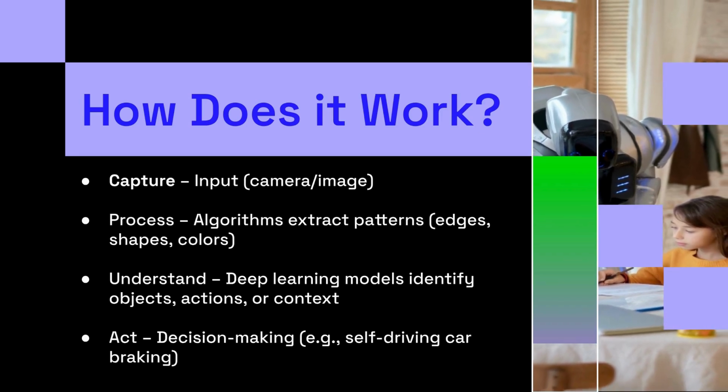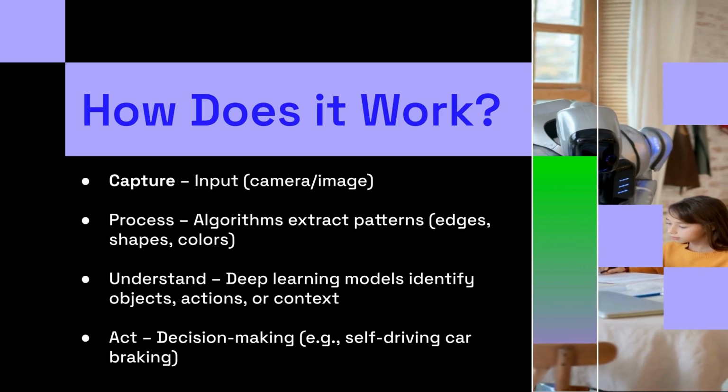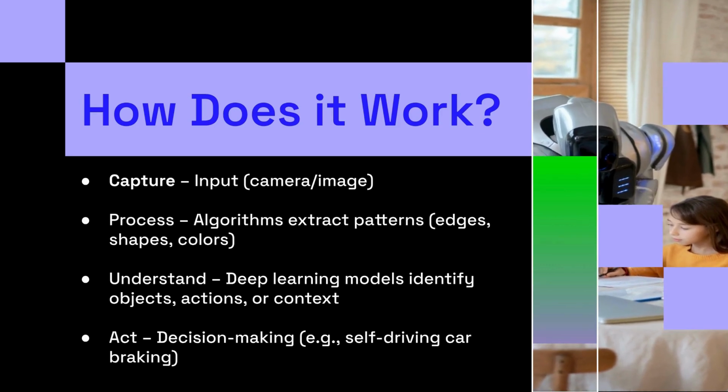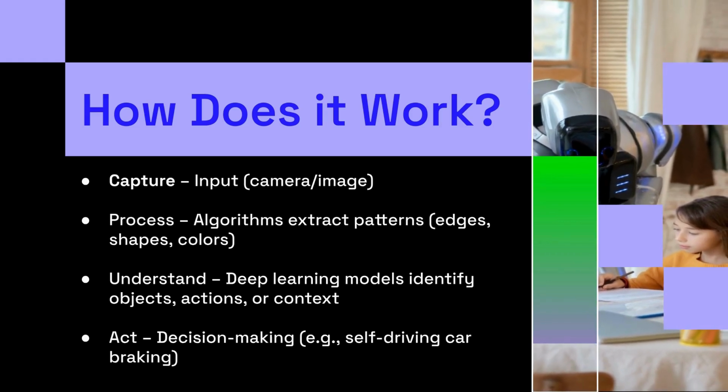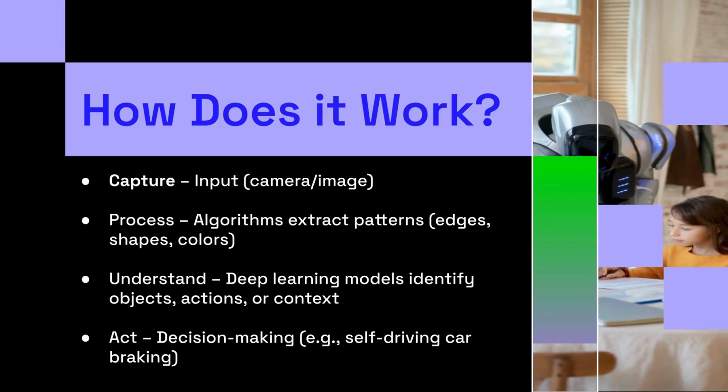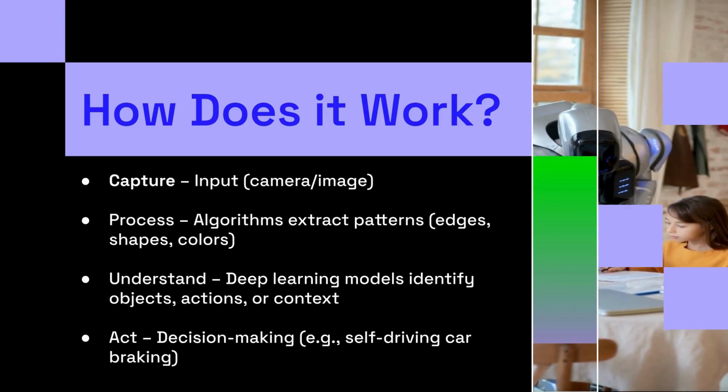Fourth step is act. Finally, the system decides what to do with that knowledge. In a self-driving car, if it sees a pedestrian, the car applies the brake. In a photo app, if it sees a friend's face, it suggests a tag.